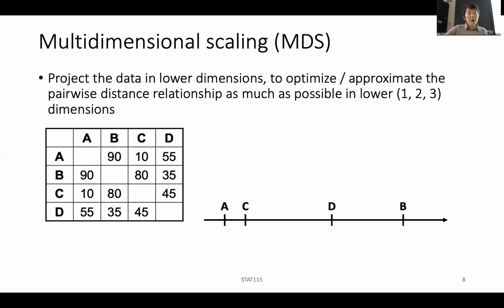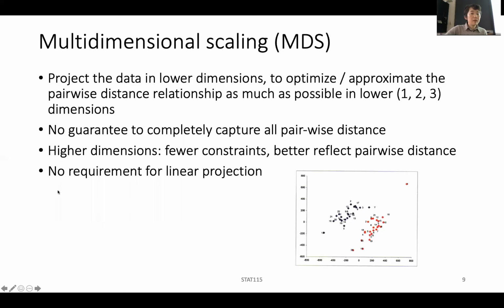Depending on how many dimensions you allow, there is no guarantee you can completely capture all the pairwise distance. If you have all the dimensions of your original gene expression, then yes, you can capture everything. But when you have lower dimensions, you may or may not be able to capture it. So if you have a single dimension, there might be a lot of things that are not quite fitting with your data. It's just trying its best.